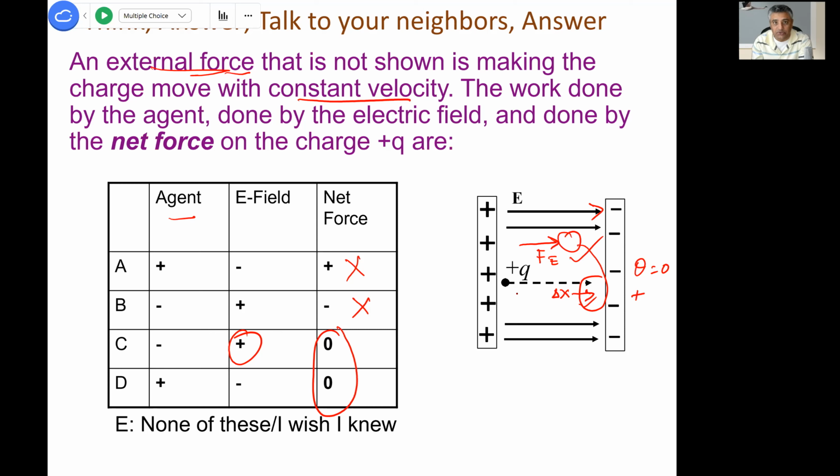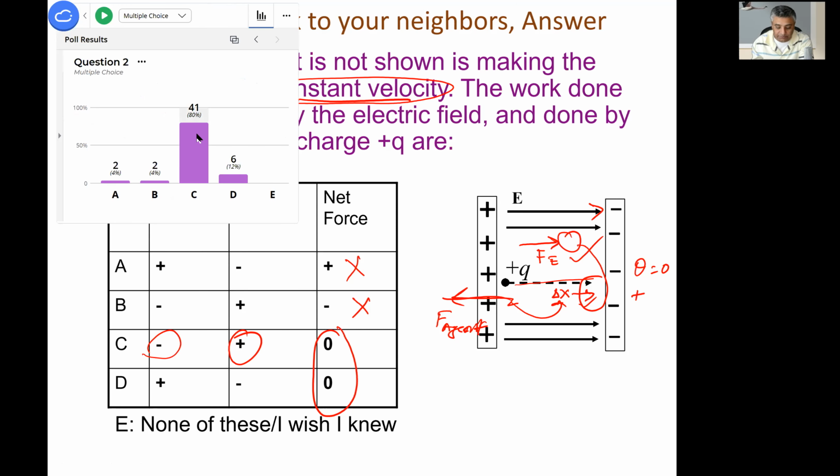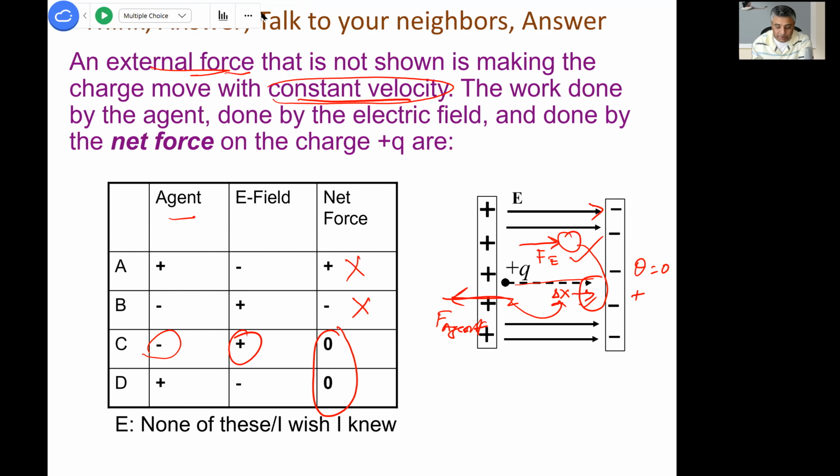The agent must be acting this way, otherwise it would just accelerate. But the question says it's moving with constant velocity. So the external force, the agent, is acting this way. Force and displacement in opposite directions means the work done is negative. So that makes sense, and that's why C is the correct answer in this case. Let's see what happened. Yeah, most of us got it right. Good job, folks.